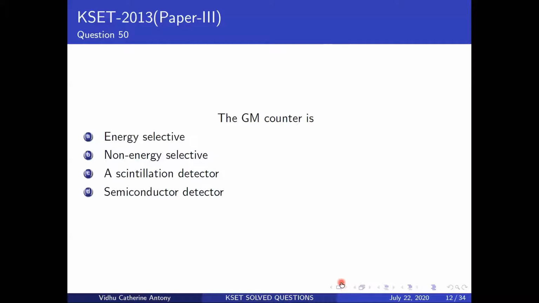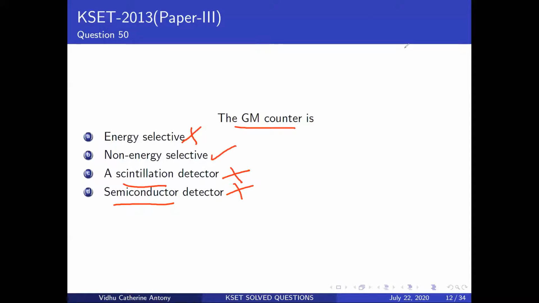Now let's look at this. What is the GM counter? Is it energy selective? Is it non-energy selective? Is it a scintillation detector? Is it a semiconductor detector? These two options you can basically rule out because these are different kinds of detectors, not a GM counter. The GM counter itself is a detector. There's no technique of scintillations involved in it, and no semiconductors involved in it. So you can rule out those two options. Next one, is it energy selective? I just told you that if a beta particle or a gamma particle comes into it, it will not differentiate, it will just count. So it is not energy selective, it is non-energy selective.